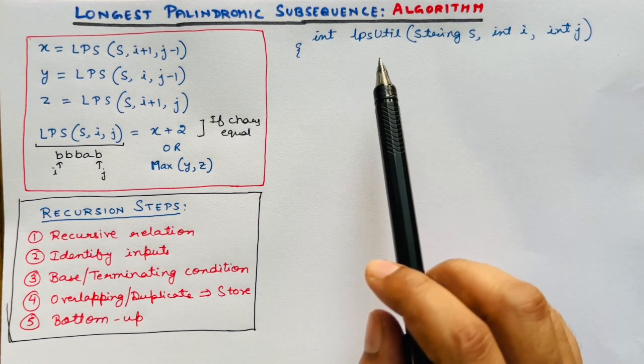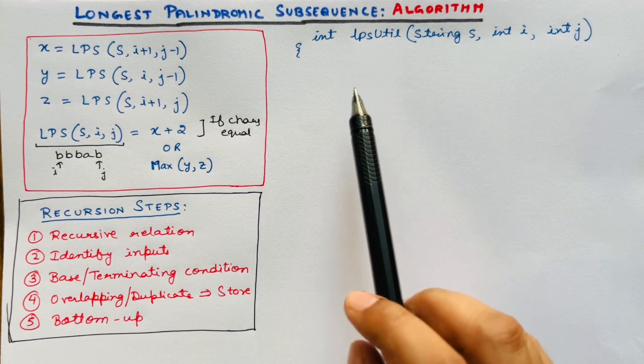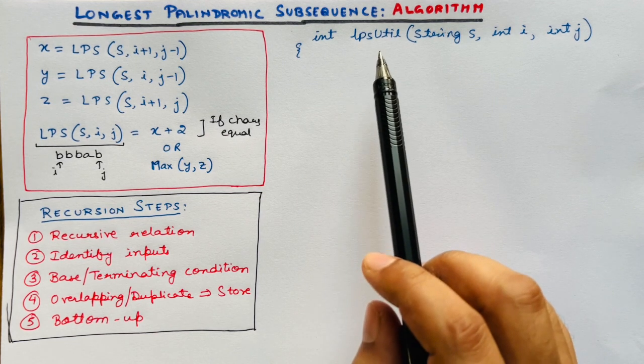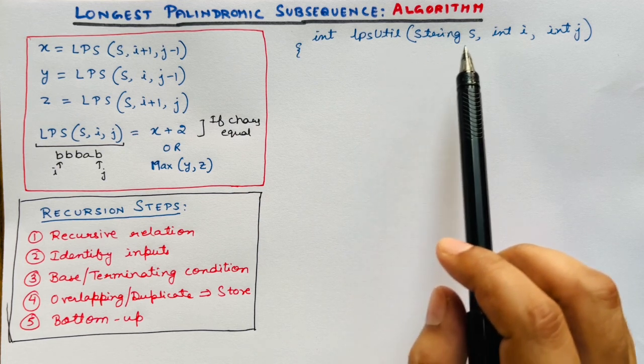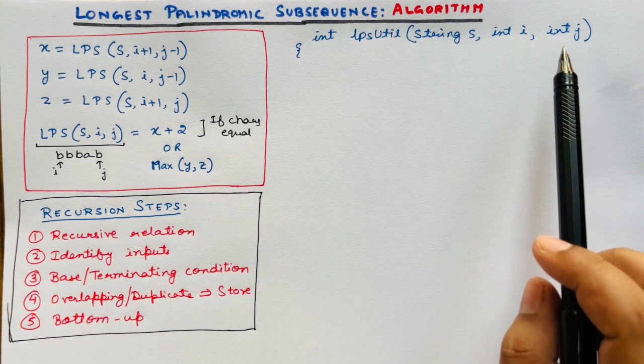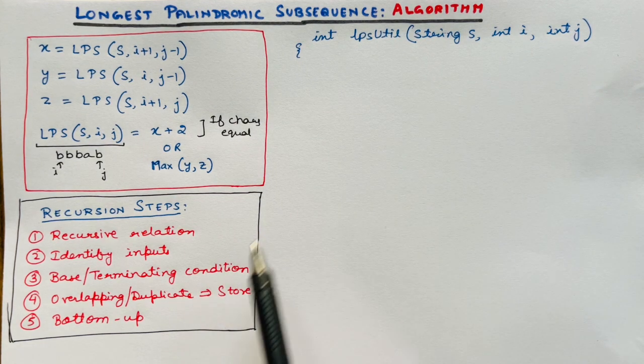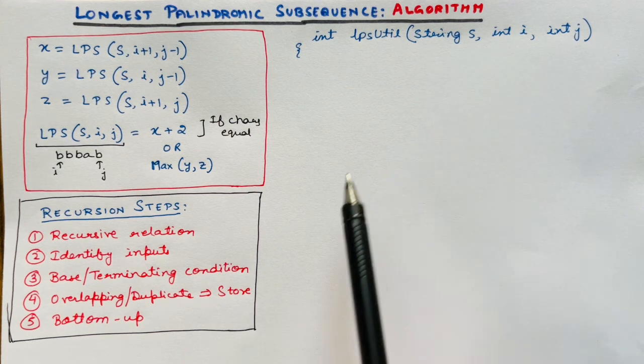This is our utility method that will be called recursively. That means this will keep calling itself. And we will call it initially with our string s as input, i's value will be 0, and j's value will be n minus 1, where n is the length of the string. So this is how we will call it initially.